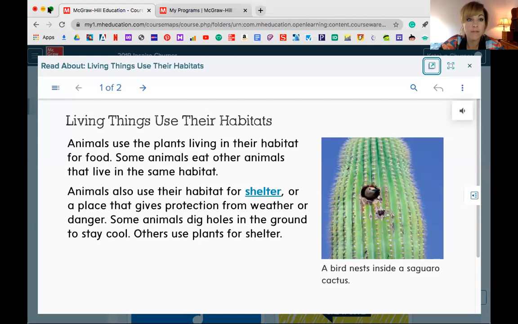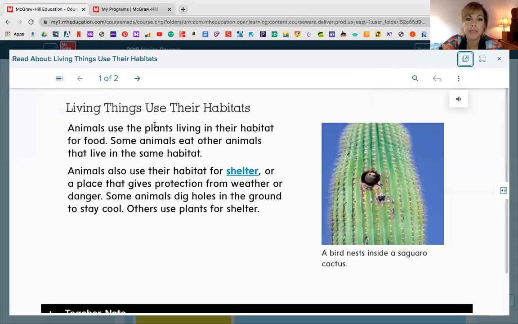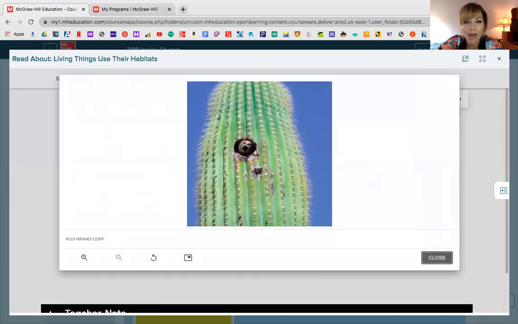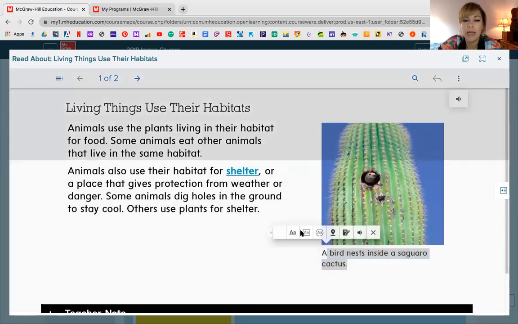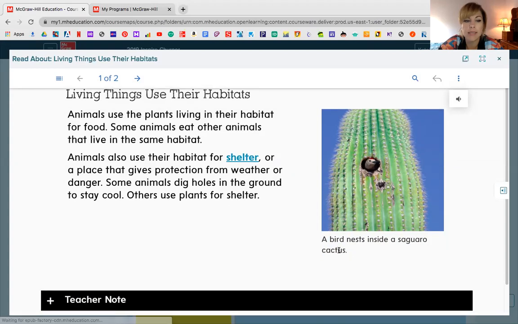Okay, so page 65 says living things use their habitats. Animals use the plants living in their habitat for food. Some animals eat other animals that live in some habitat. Animals also use their habitat for shelter, or a place that gives protection from weather or from danger. Some animals dig holes in the ground to stay cool. Others use plants for shelter. So it looks like this bird right here is actually using the cactus for shelter. Or maybe it's going to be eating stuff off the cactus, right? It says a bird's nest is inside this cactus.